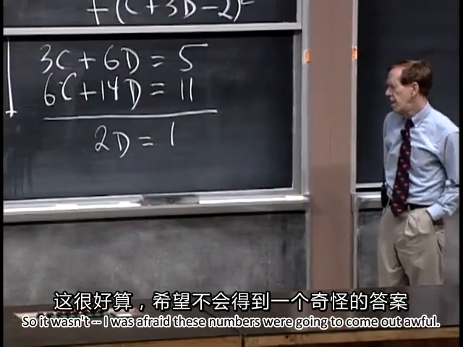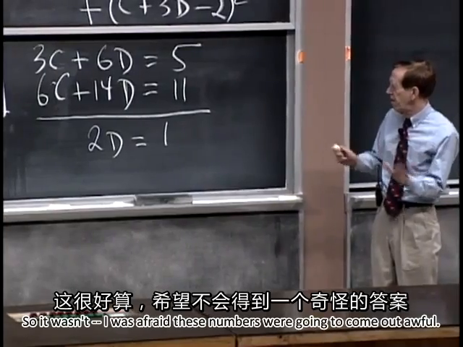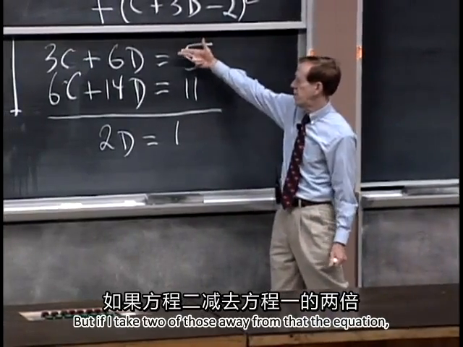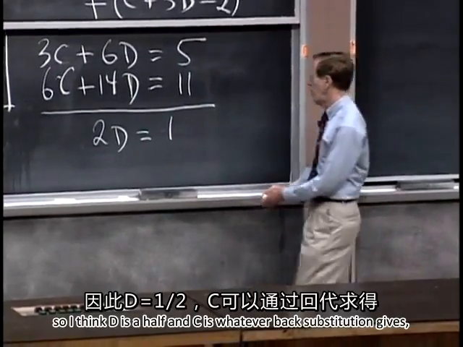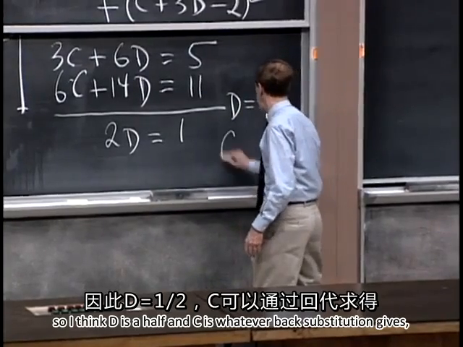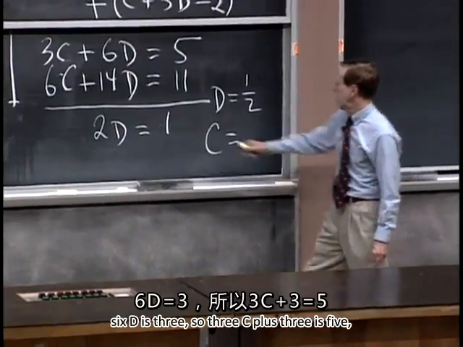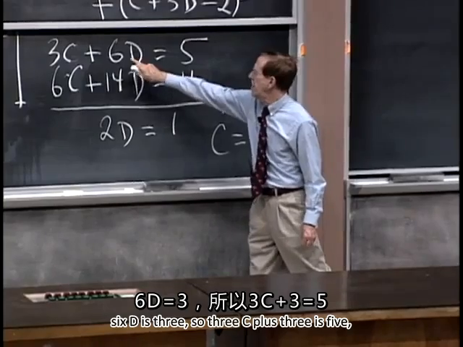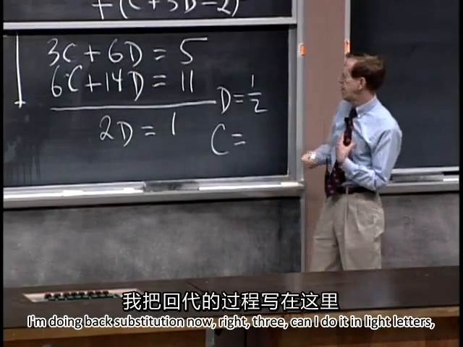Huh. I was afraid these numbers were going to come out awful. But if I take two of those away from that, the equation I get left is 2d equals 1. So I think d is a half, and c is whatever back substitution gives. 6d is 3. So 3c plus 3 is 5. I'm doing back substitution now, right?